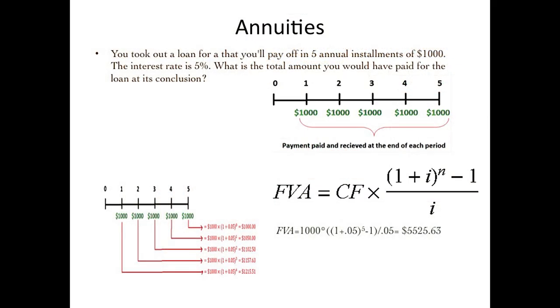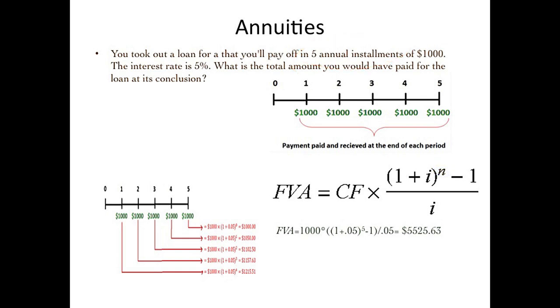So here is an example. The timeline, a very good way to understand annuities. So 0 being the present, and then 1, 2, 3, 4, 5, those are the periods. And let's say there are 5 payments of $1,000 occurring at the end of each of periods 1 through 5. So the number of payments in this annuity stream is 5.